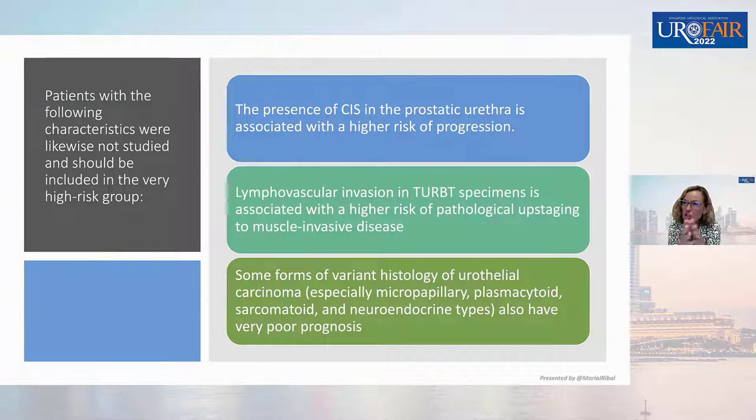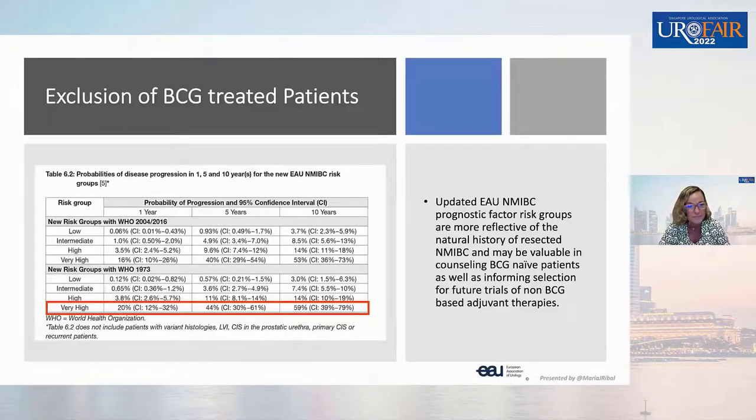There were patients not studied precisely in this risk classification. These risk factors were incorporated into the classification mainly based on a systematic review of the literature. This covered CIS in the urethra, lymphovascular invasion, and different variant histologies, such as micropapillary, plasmacytoid, sarcomatoid, or neuroendocrine types.